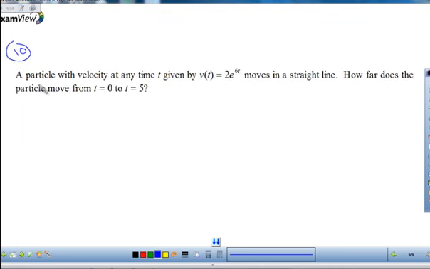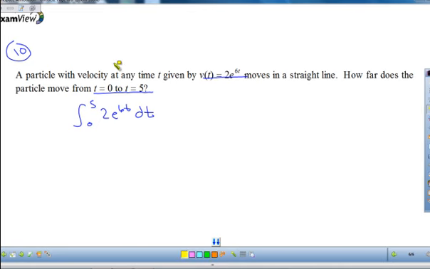Okay, so number 10 says a particle with velocity at any time t given by this function moves in a straight line. How far does the particle move from 0 to 5? Okay, so this is another way of saying, find the area under the curve between 0 and 5 of my velocity. Because remember, the area under the curve is the distance traveled for the particle. Okay, remember when we did our project. So we're going to take the area under the curve.